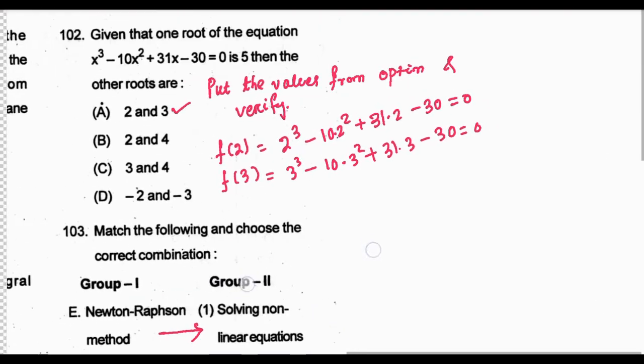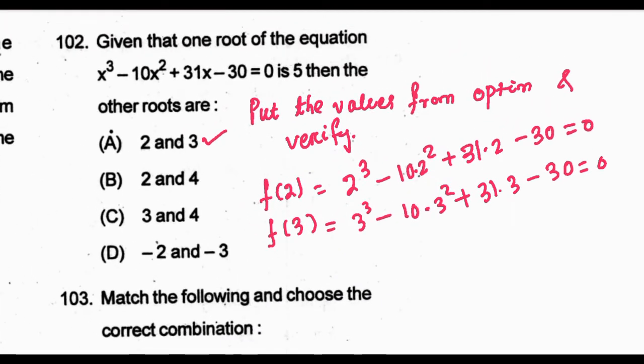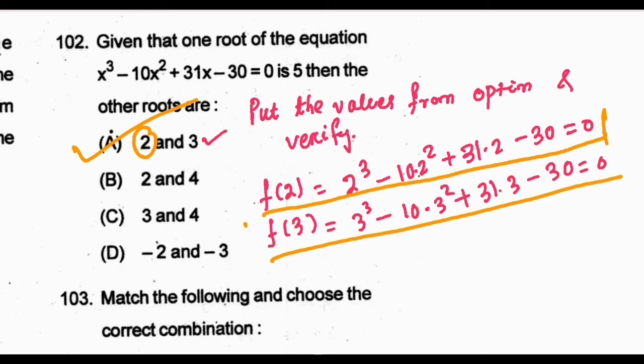Next question is, given that one root of the equation x cube minus 10x square plus 31x minus 30 is equal to 0 is 5, then the other roots are, one root is given 5. So you can also find the roots by any other method, but as here the options are given, we can put the options and find if it is equal to 0, then those are the answers. So we will first select option 1, that is we will put x is equal to 2 and then x is equal to 3, and what we are getting for x is equal to 2 is that the option is satisfied, that means it is equal to 0, and also for 3. So this option A is the correct answer here.